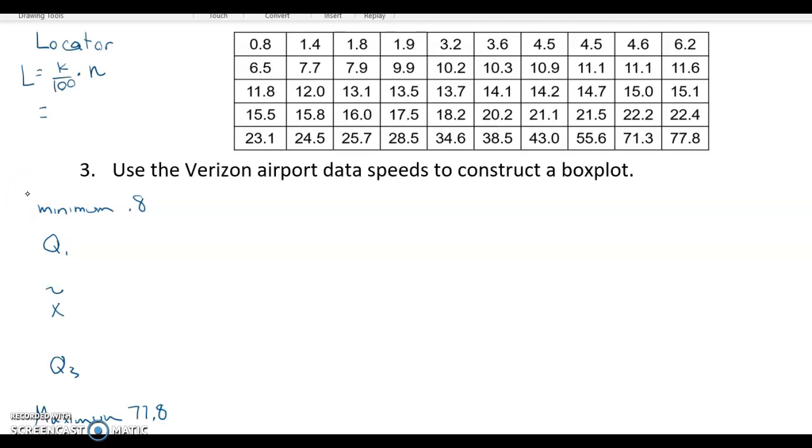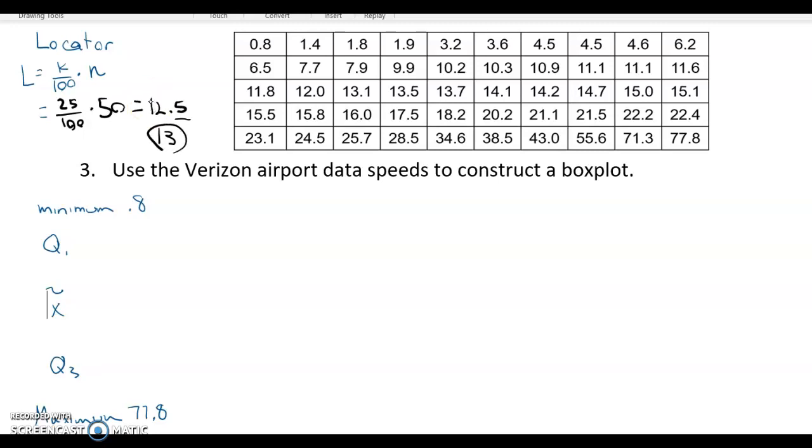Quartile 1 is the 25th percentile, so up here in the left corner we can find our locator. 25 over 100 times 50, which is our n. And we get 12.5. Since it's a decimal, we'll round up to the 13th spot.